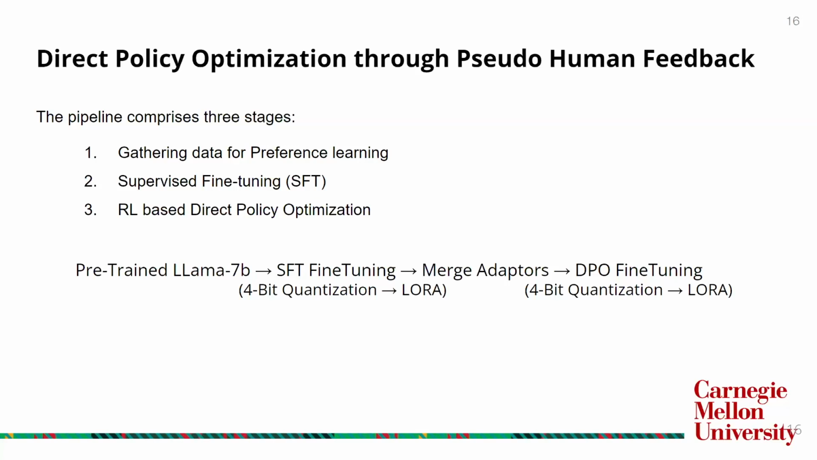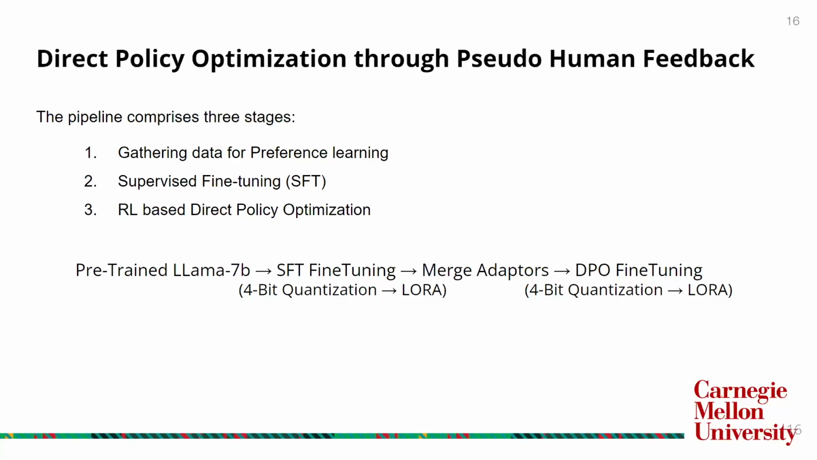The entire process can consist of three main stages. First is the pseudo-human feedback data generation. Second is the supervised fine-tuning. And third is the RL fine-tuning using DPO optimization. All of this fine-tuning has been done using parameter-efficient fine-tuning techniques. Here we use LoRA and 4-bit quantization to be able to fine-tune in constrained resources.